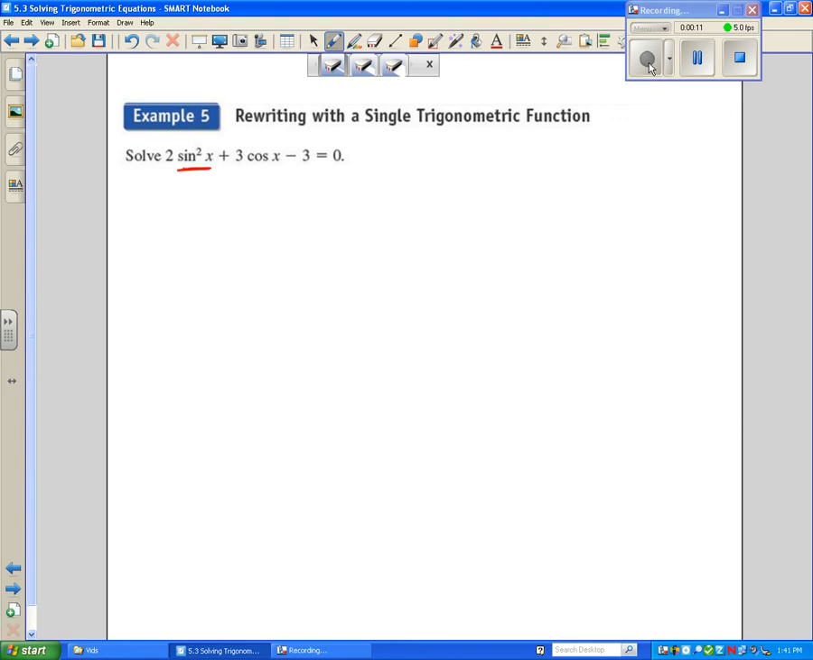It's easier to conform or transform sine squared into cosine rather than cosine into sine by itself, because there is an identity that relates sine squared and cosine squared. In fact, it's 1 minus cosine squared. That is equal to sine squared using the identity.